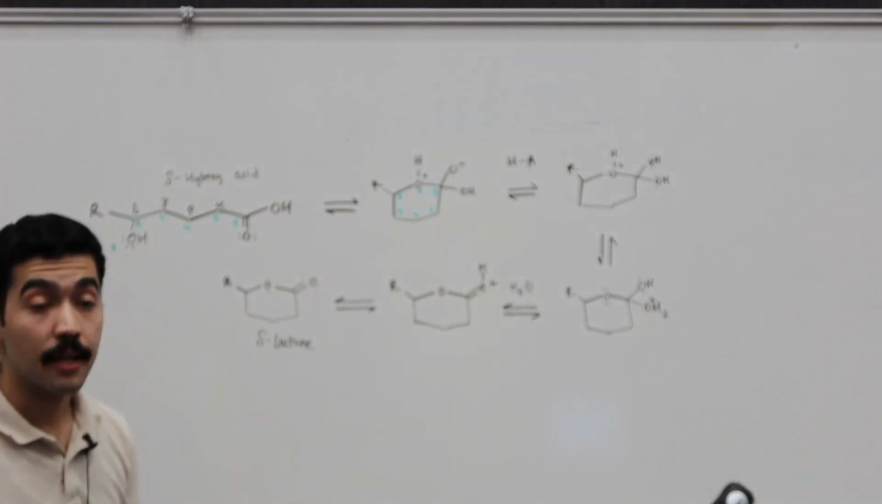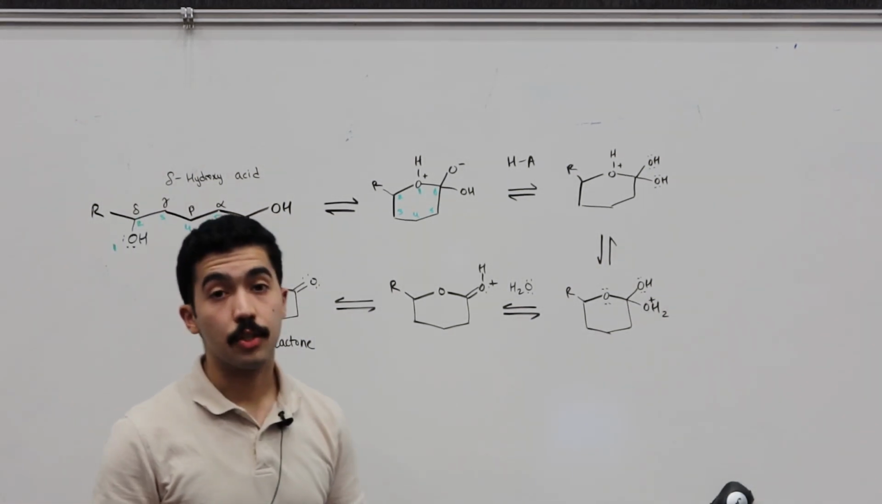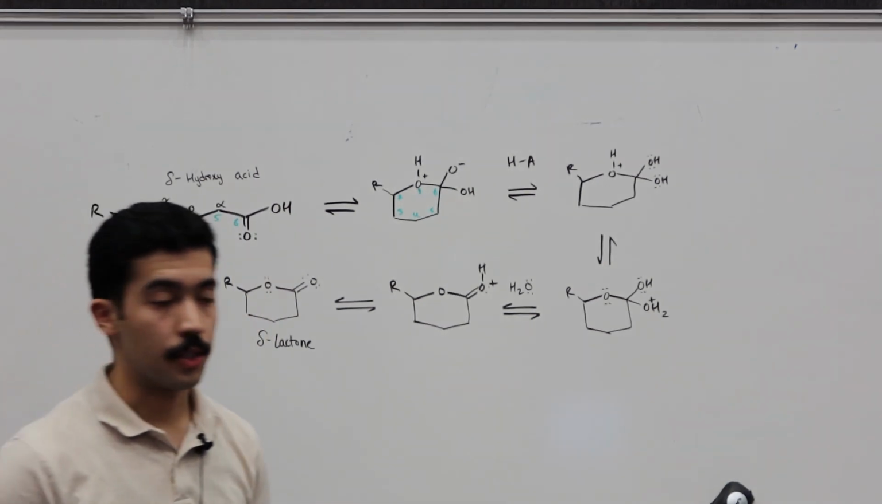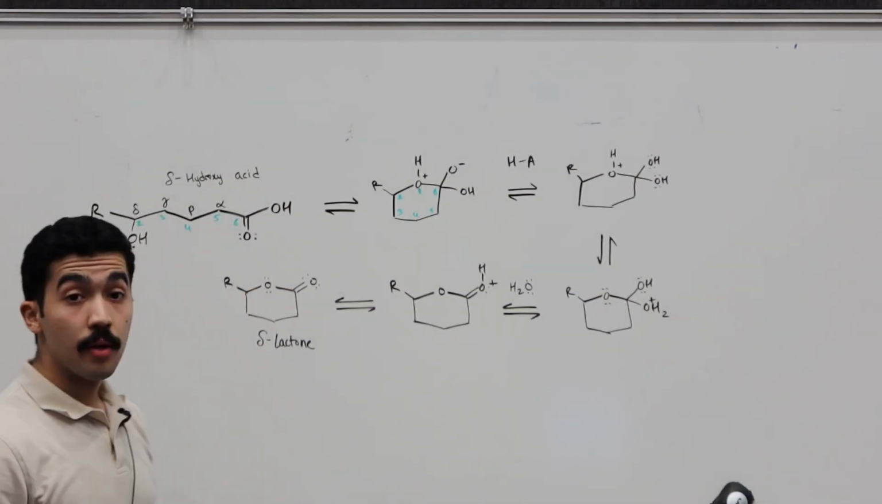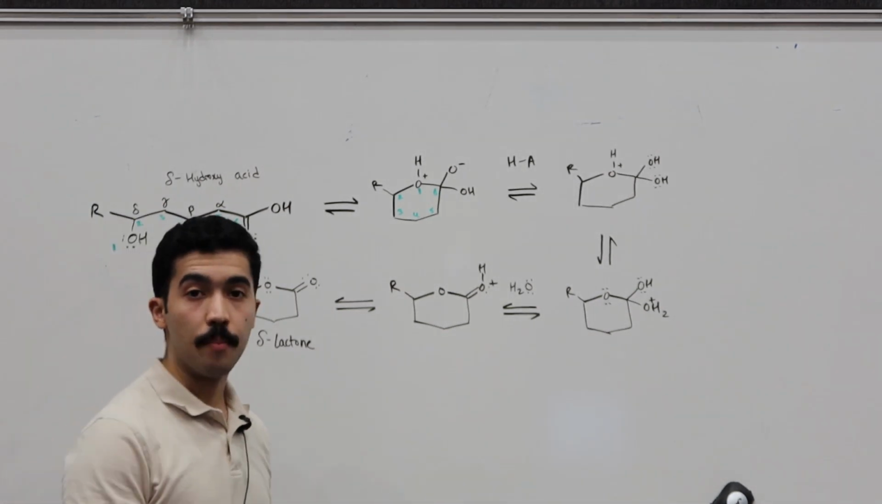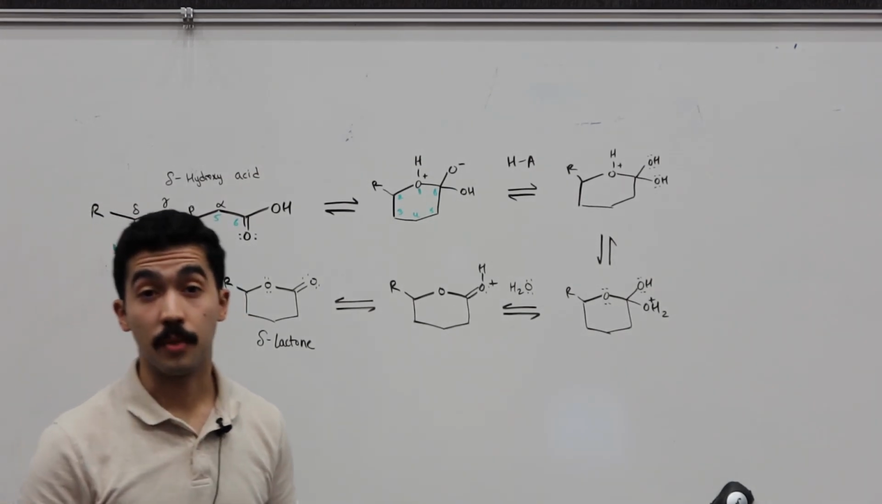Today we're going to be looking at, super quickly, converting our delta hydroxy acids into delta lactones using cyclization, or direct cyclization. This looks scary. It really isn't. It's pretty straightforward as long as you stick to numbering things when you have cyclization. That's typically the thing that trips up students.